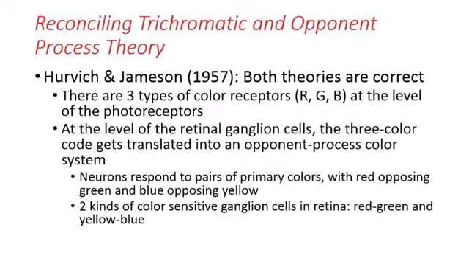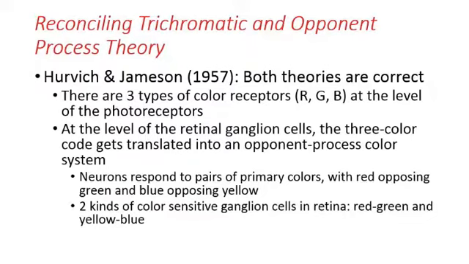So kind of reconciling the trichromatic and the opponent process theory, Hurvich and Jameson basically found in the mid-1950s that both of these theories are correct. And there are three types of color receptors at the level of the photoreceptors, so that's where trichromatic theory operates. Then at the level of the retinal ganglion cells, the three-color code gets translated into an opponent process color system. So here, neurons respond to pairs of primary colors, with red opposing green and blue opposing yellow.